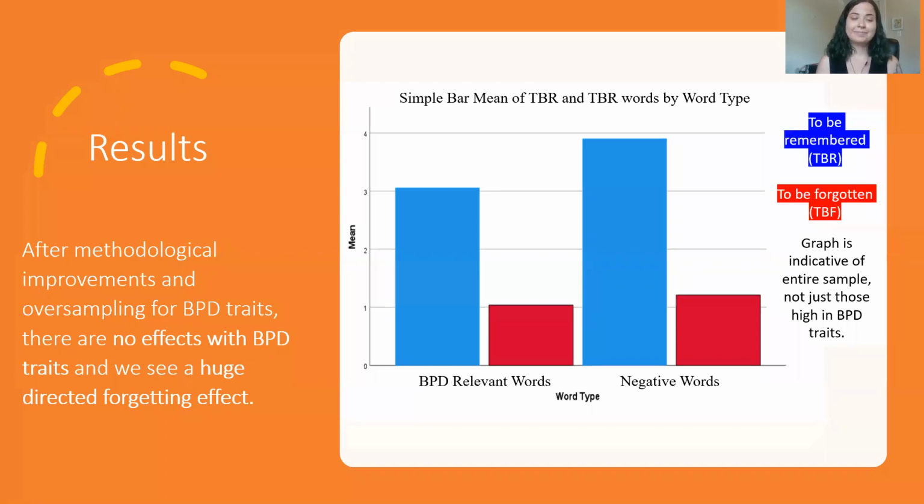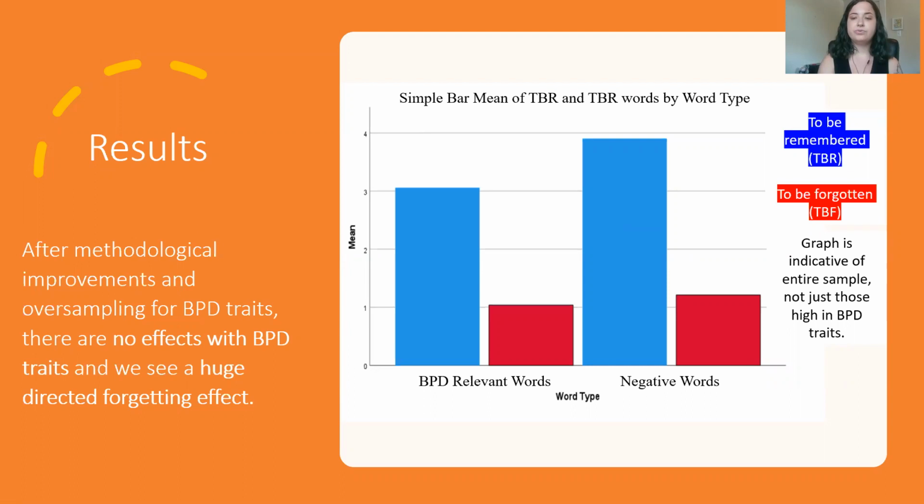So what did we find? After methodological improvements and oversampling for BPD traits, there are no effects with BPD traits, but we did see a huge directed forgetting effect. And this tells me that we nearly perfected how to use directed forgetting in this study because the directed forgetting effect was so huge.